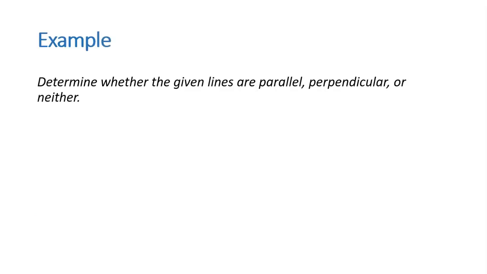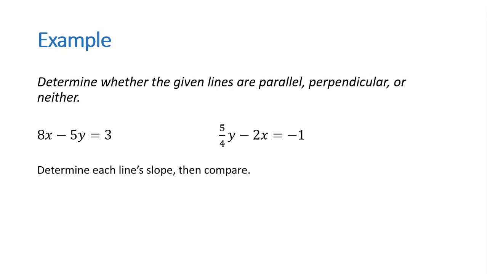Let's try another one. So our two lines are 8x minus 5y equals 3, and 5/4 y minus 2x is equal to -1. So again, we want to determine each line's slope and then compare them. So we want to put our first line in slope-intercept form so the slope's easy to determine. We want to get y by itself. So move your 8x over, move the 5y over, whatever you want to do. We want to get the y term by itself.